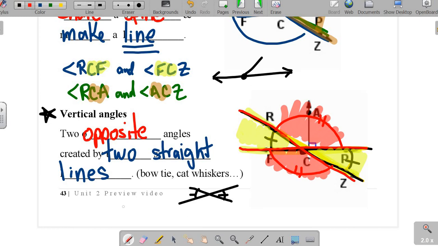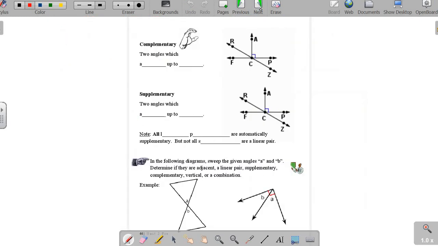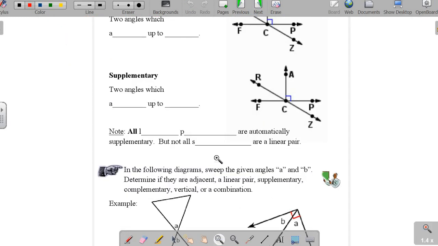Super important you're able to spot these quickly, because they always create congruent angles. We have two more.